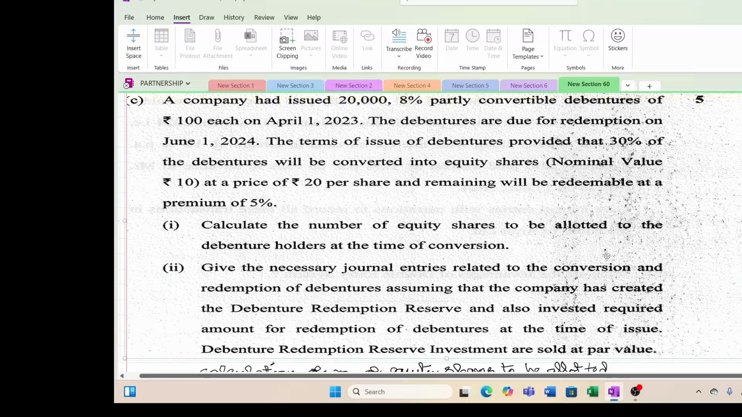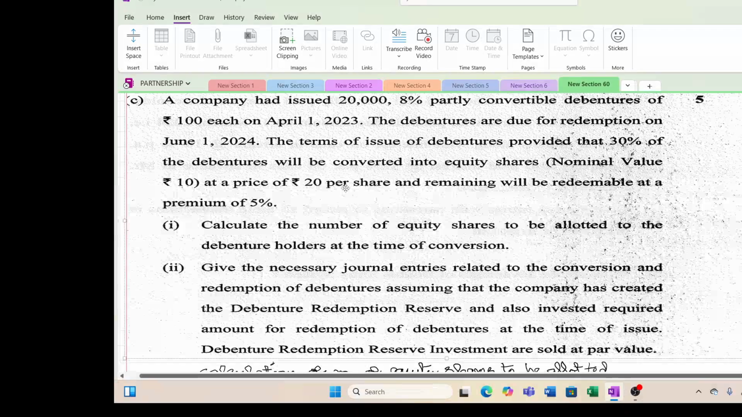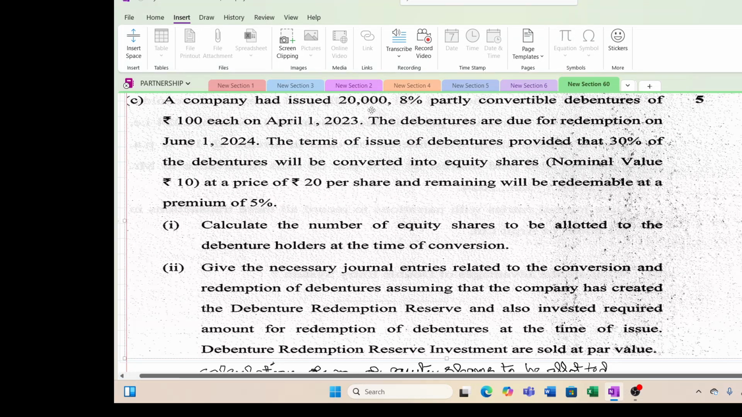Today we are going to see question number 5C of CA Foundation, January 25. This is redemption of debentures and conversion of debentures. A company had issued 20,000 8% partly convertible debentures of 100 each on April 1. The debentures are due for redemption on June 1, 24.